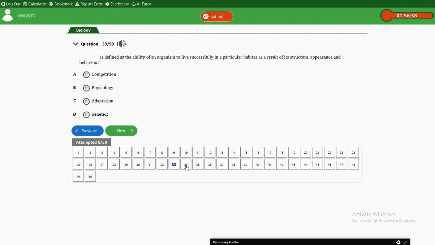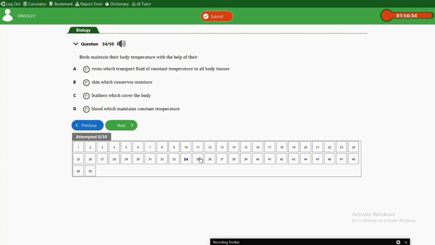So, guys, the next question is, dash is defined as the ability of an organism to live successfully in a particular habitat as a result of its structure, appearance, and behavior. So guys, the answer to this question is adaptation, like we know.